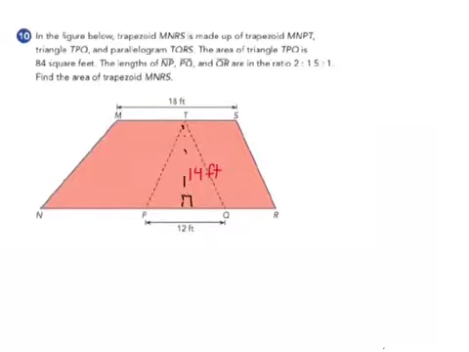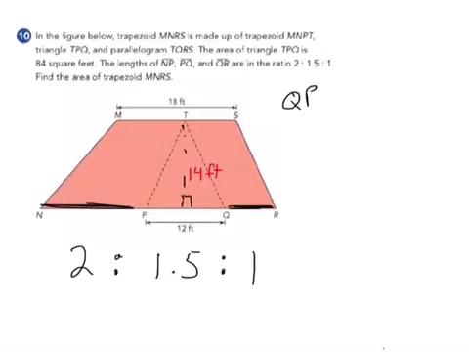Okay, now it tells us the lengths of NP, PQ, and QR are in the ratio of 2 to 1.5 to 1. So we need to find out what is the length of NP, what is the length of QR. We know that PQ is 12, and that matches up with the 1.5. So I'm going to do a little bar model here. Here's QR, here's PQ, and here's NP.